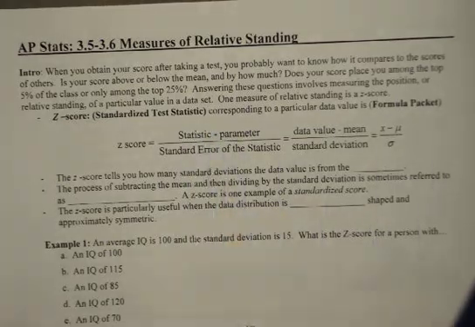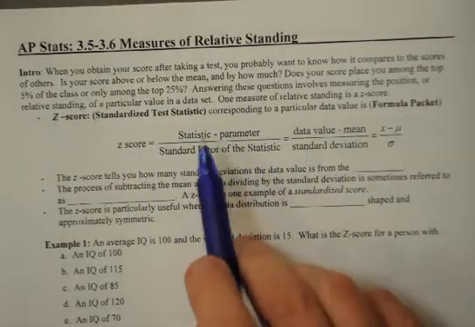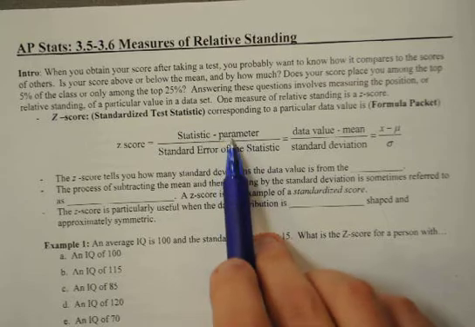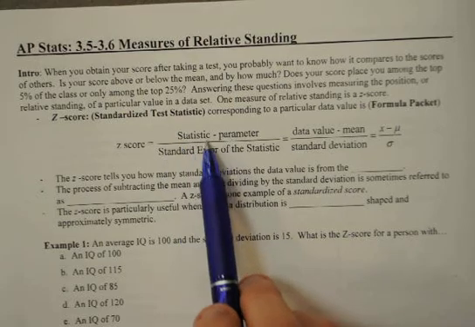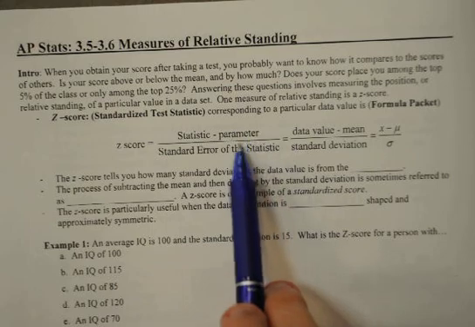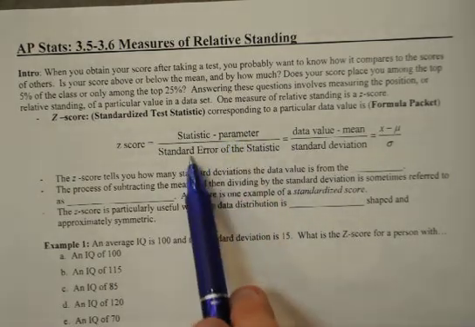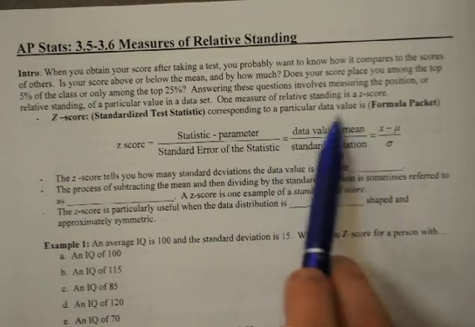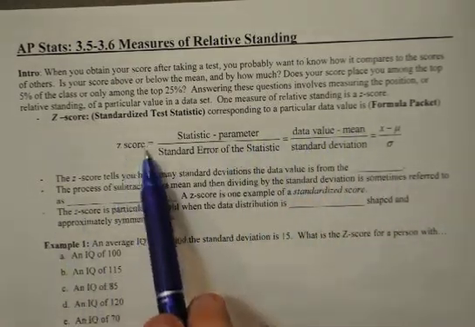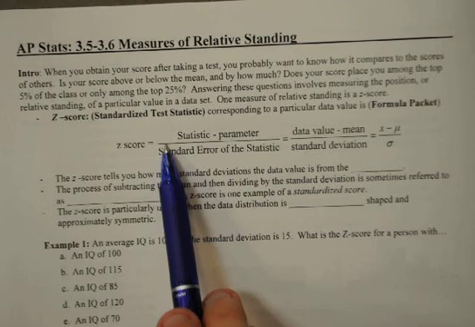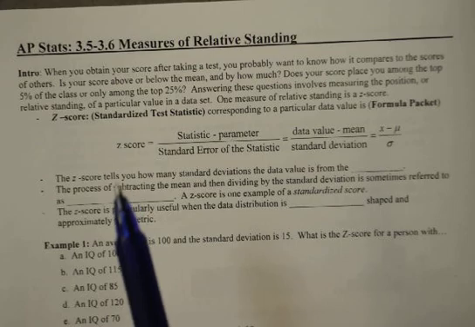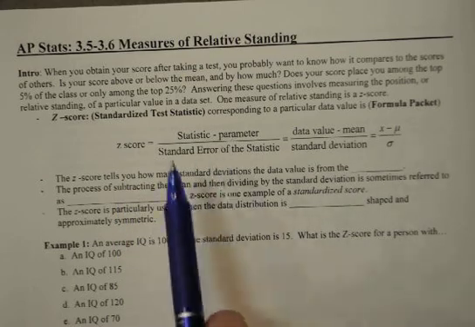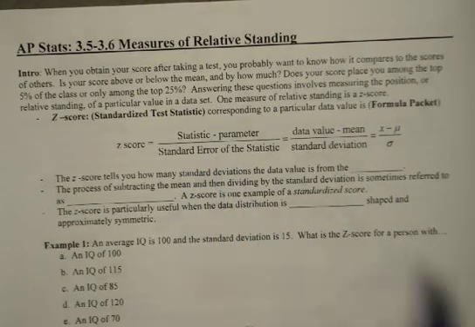Here's what it is. A Z-score is you take your statistic minus your parameter. A statistic is something gotten from a sample. A parameter is something gotten from a population. Then you divide over the standard error of the statistic. This means different things for different scenarios. For now we're talking about average or other things that aren't too complicated. We'll get more into this in semester 2.